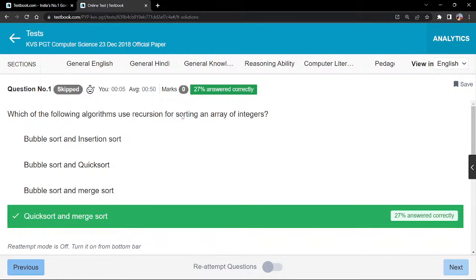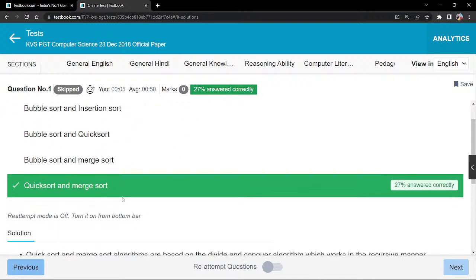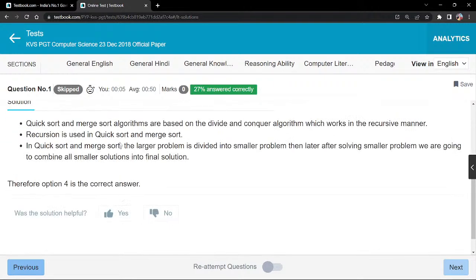Which of the following is recursion for sorting an array? Quicksort and merge sort use recursion for sorting an array. Quicksort and merge sort algorithms are based on divide and conquer, so recursion is used.